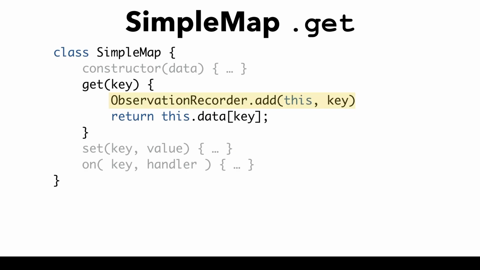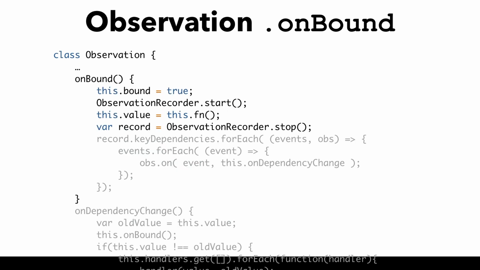So first, we need to change SimpleMap's get to inform observation that an observable key value is being read. And second, when the observation cached value is retrieved, we call observation recorder start before calling the evaluator and stop after the evaluator. Record has a list of observables and the events we need to listen to. So now we know the observables we need to listen to for changes to know when to update the cached value.